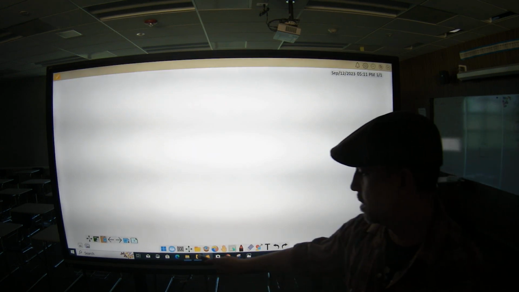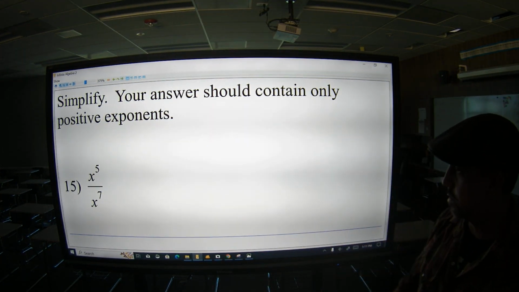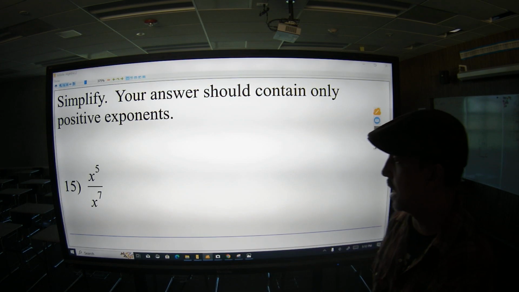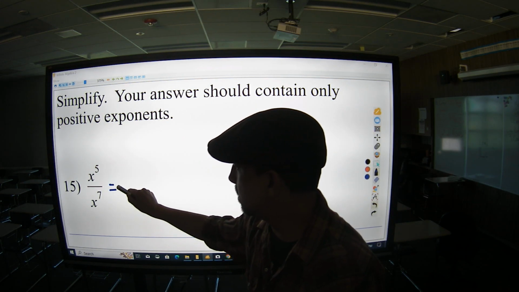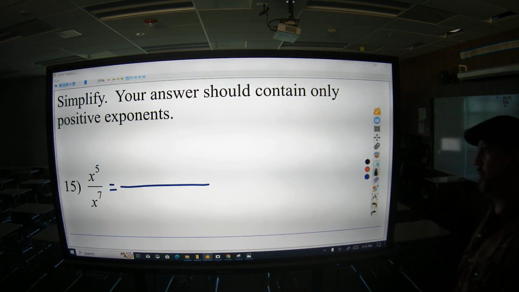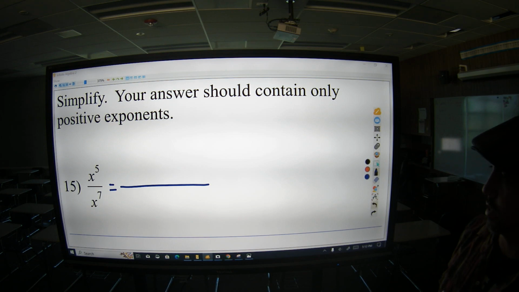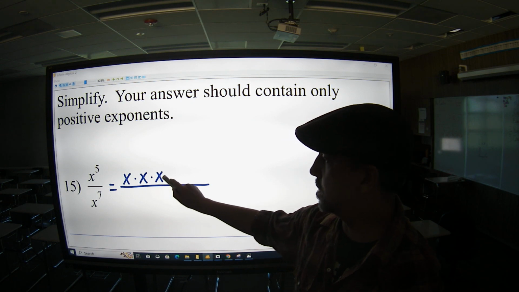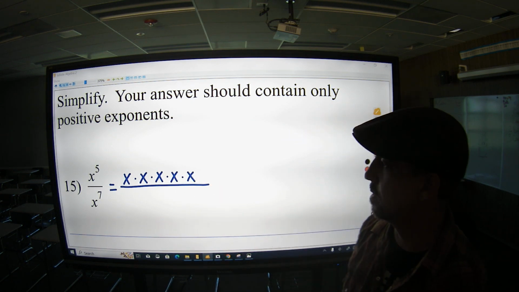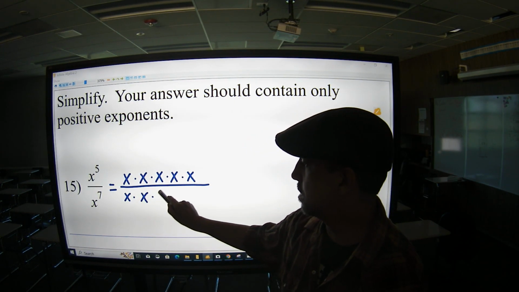Let's continue here. This next one is going to be what happens when we're dividing equal bases. What happens with the exponents? I'm sure when everybody was learning to simplify fractions, we learned that you can cancel things that are on the top and bottom of the fraction, because if you multiply by something and then divide by it right after, it's like it never happened. It becomes one. So on top, we have 5 x's, because that's the definition of x to the fifth, right? The definition of x to the seventh, again, is to multiply x 7 times.